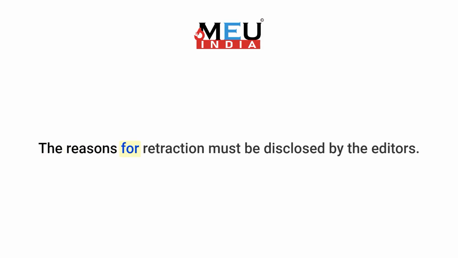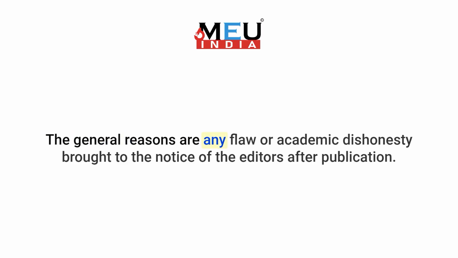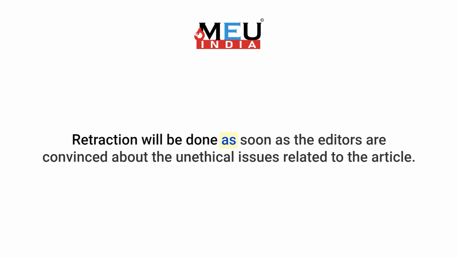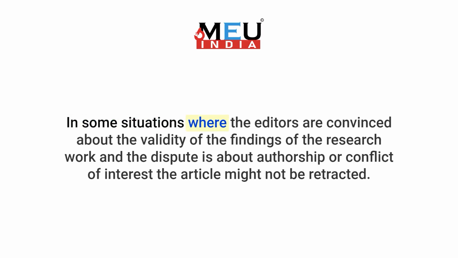The reasons for retraction must be disclosed by the editors. The general reasons are any fraud or academic dishonesty brought to the notice of the editors after publication. Retraction will be done as soon as the editors are convinced about the unethical issues related to the article. In some situations where the editors are convinced about the validity of the findings of the research work and the dispute is about authorship or conflict of interest, the article might not be retracted.